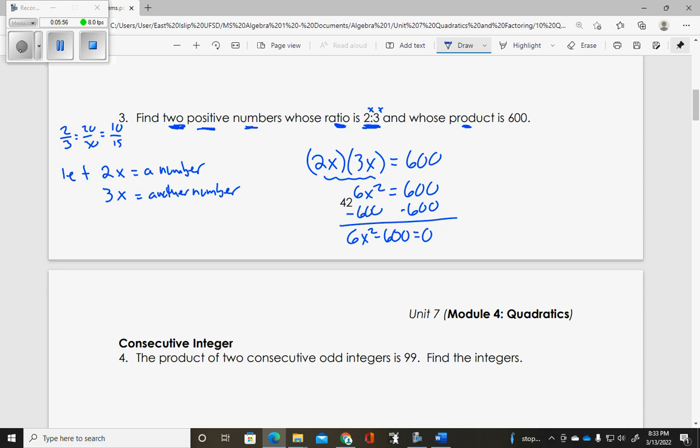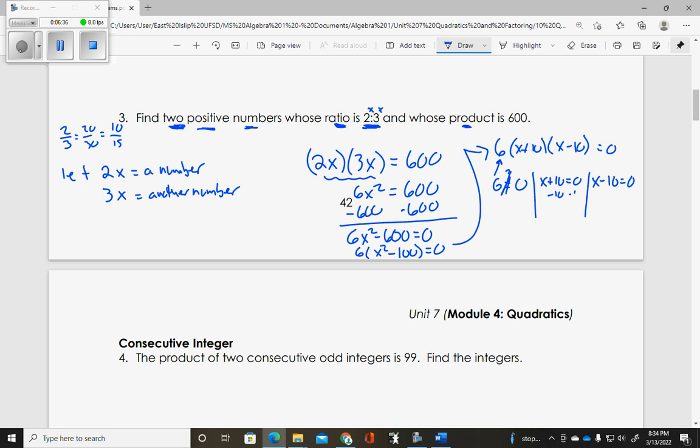And remember, we always take out our greatest common factor. And now we have a difference of 2 squares. X squared minus 100 is x plus 10 and x minus 10. I set each factor equal to 0. By the way, this 6 is a factor, but does 6 really equal 0? It doesn't. So that one we usually kind of ignore. We know that 6 is not 0, but maybe the x plus 10 is 0 or the x minus 10 is 0. So if we subtract 10 from both sides, x is a negative 10. If we add 10 to both sides, x is a positive 10.